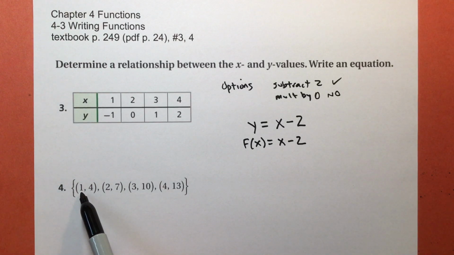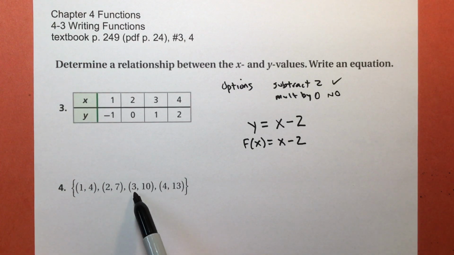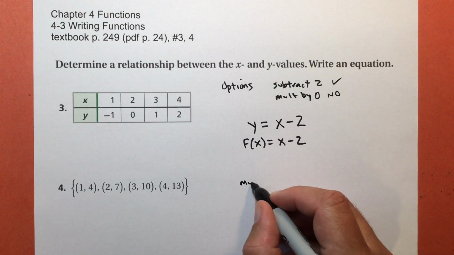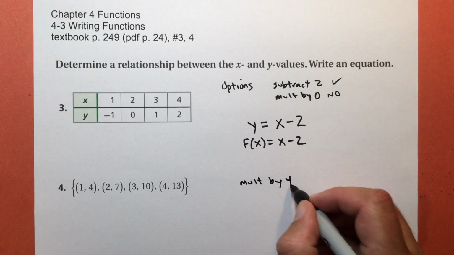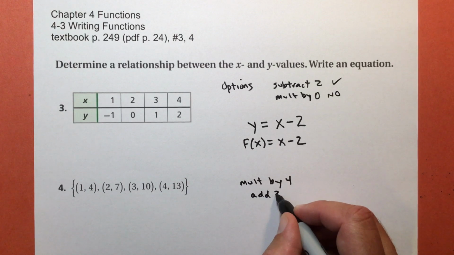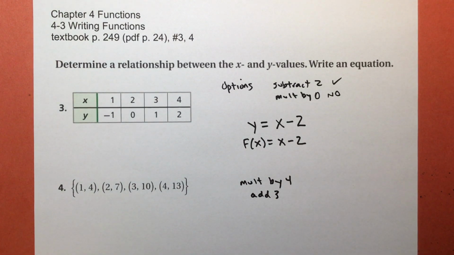So I go from 1 to 4, from 2 to 7, from 3 to 10, and from 4 to 13. All right, so let's pick the 1 to 4. It seems like I can either multiply by 4, or I can add 3. So let's try taking all the x's, 1, 2, 3, and 4, and multiplying by 4. 1 times 4 is 4, that works. 2 times 4 is 8, not 7. I don't have to check the rest of them, because if it doesn't work here, it's not the rule.